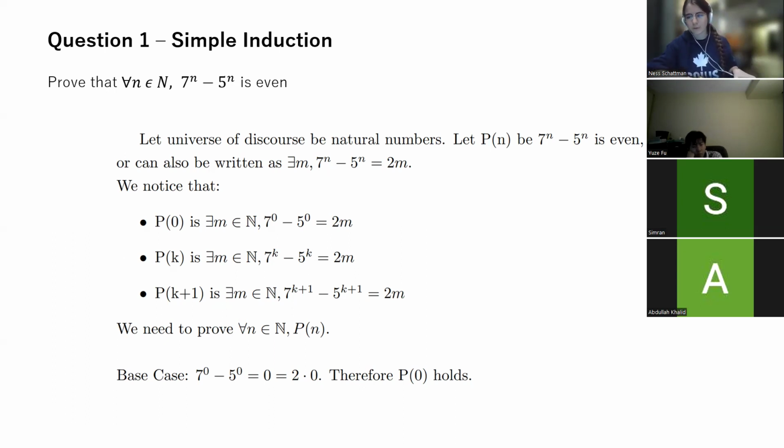So now that we've defined that, we're going to start on our base cases. This one's pretty easy. So in this case, our natural numbers are going to be starting at 0. And we can see that 7 to the 0 minus 5 to the 0 is just 1 minus 1, which is 0, which is even. So works for P of 0. Great. Let's see if it holds for all the other natural numbers.